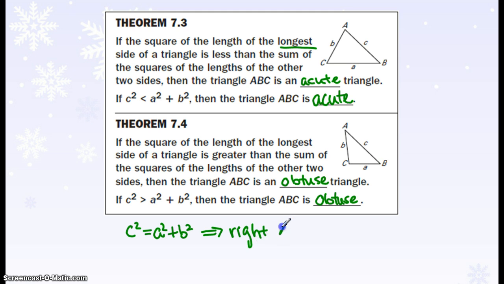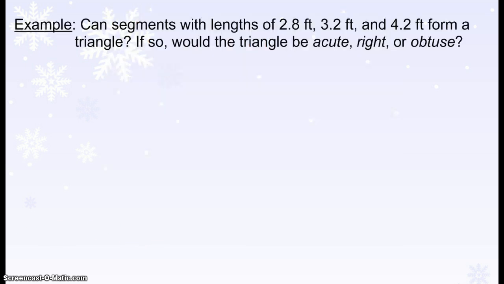So we've got three different options. If c squared is less than a squared plus b squared, it's acute. If c squared is greater than a squared plus b squared, it's obtuse. And if c squared equals a squared plus b squared, it is a right triangle.